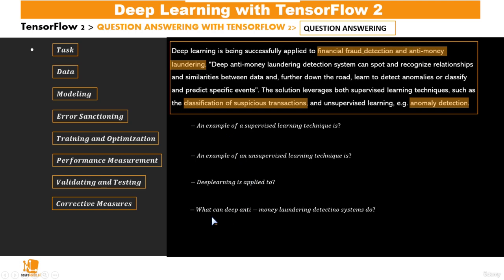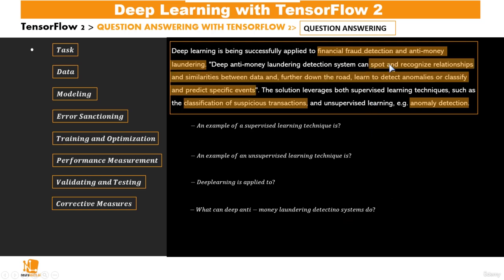Then we go to the next question. We have, what can anti-money laundering detection systems do? From the text we have, they can spot and recognize relationships and similarities between data, and further down the road, learn to detect anomalies or classify and predict specific events.